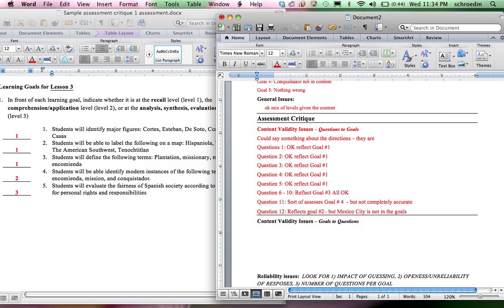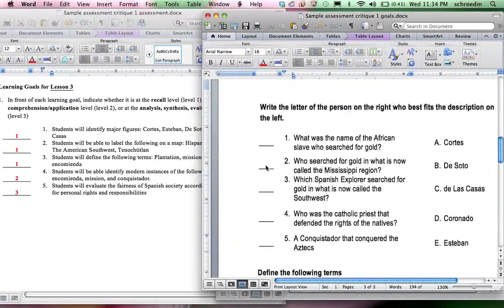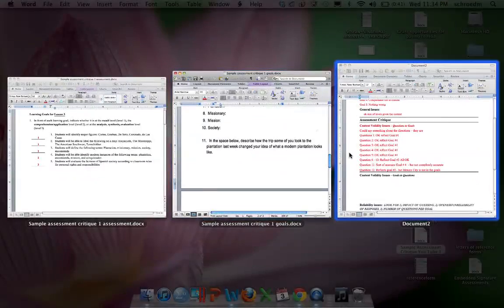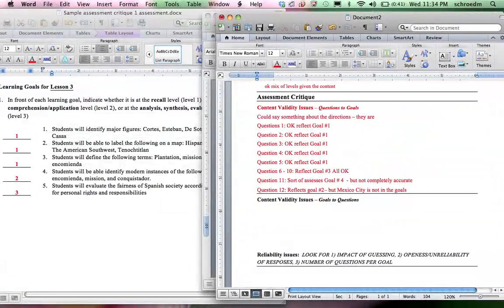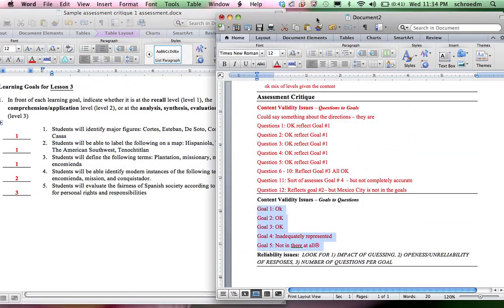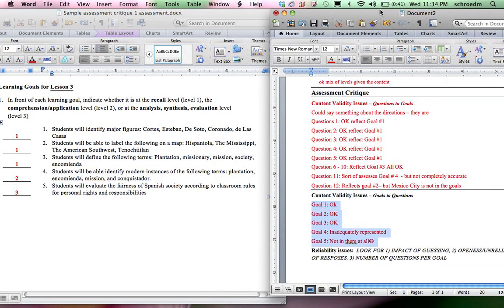And that's that. So what I've done is I have checked every question to see if it matches up with a goal and whether it matches up correctly. The other thing I do is look at content validity issues from goals to questions. Now I have to ask myself, was each goal actually represented on my assessment? Or were there some goals that I kind of forgot about?